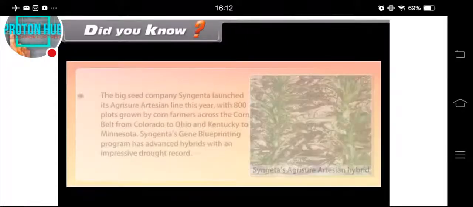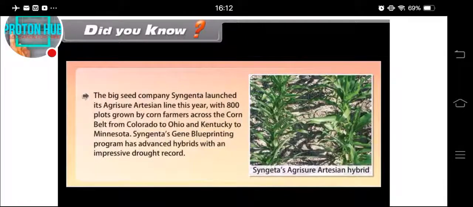Did you know? The big seed company Syngenta launched its Artisan line this year with 800 plots grown by corn farmers across the Corn Belt from Colorado to Ohio and Kentucky to Minnesota. Syngenta's gene blueprinting program has advanced hybrids with an impressive drought record.